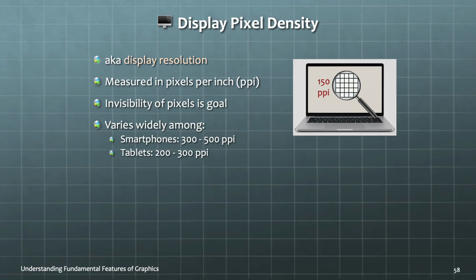Tablets typically have a pixel density ranging from about 200 to 300 ppi. For example, Apple's iPad models range from about 264 ppi for the iPad Air and iPad Mini to 326 ppi for the iPad Mini with a Retina display.